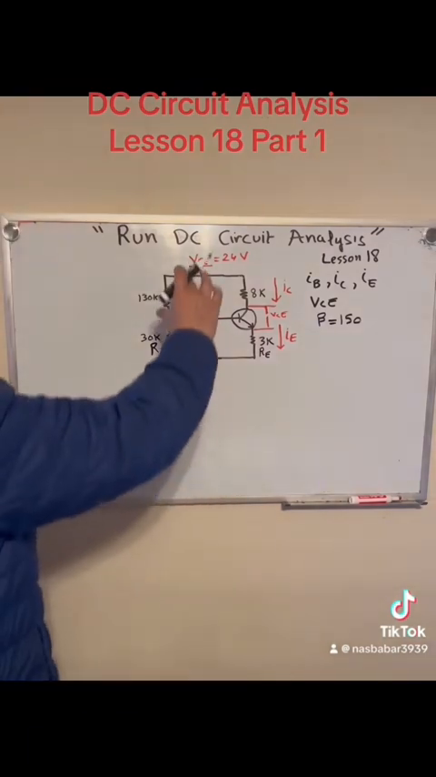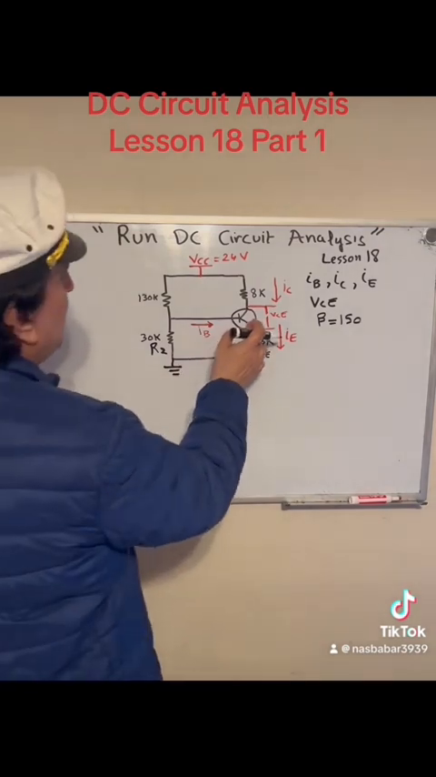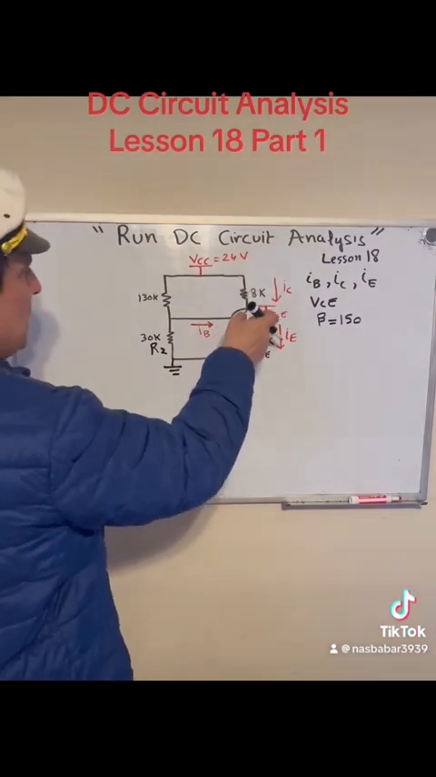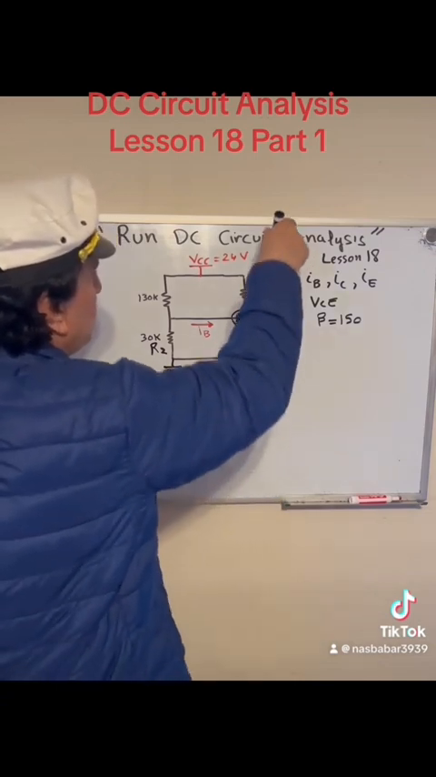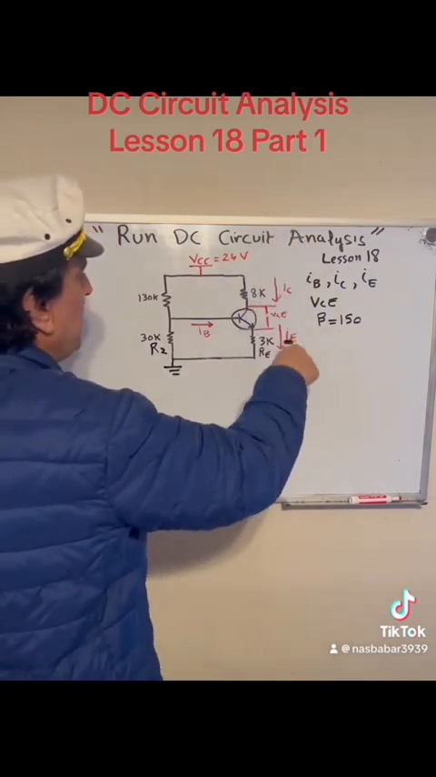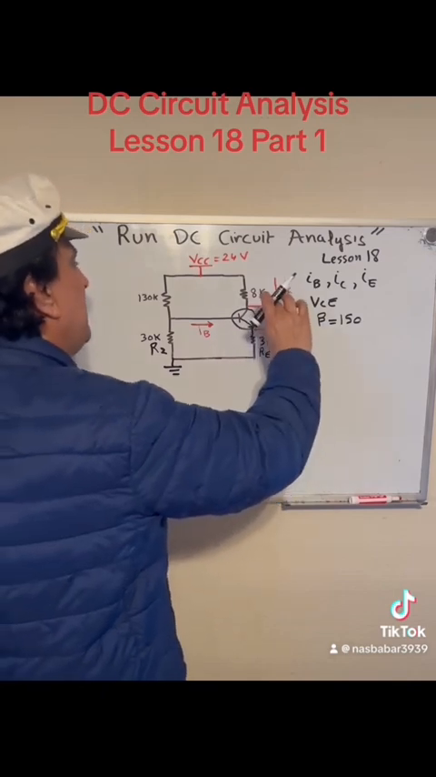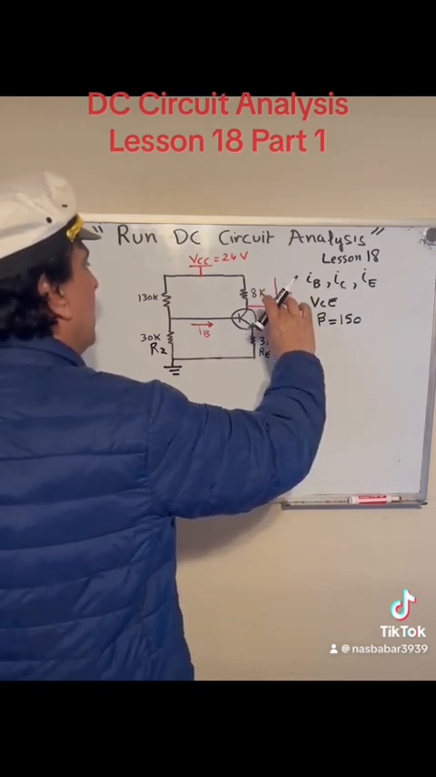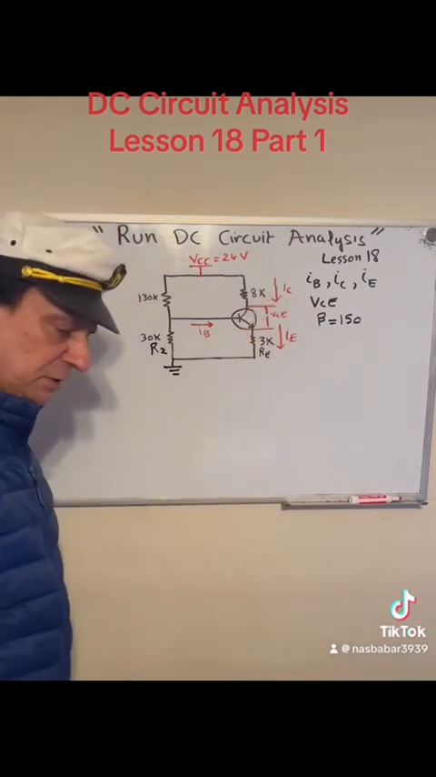So the VCC is 24 volts. It's grounded right here, and then you've got this transistor surrounded by resistors. We need to find I sub C, I sub E, I sub B, and then we finally need to find V of CE, the voltage between collector and emitter.